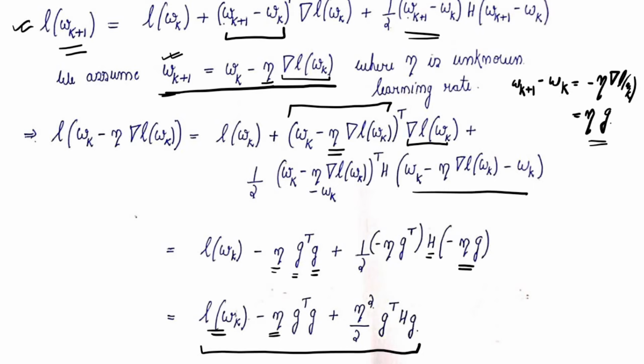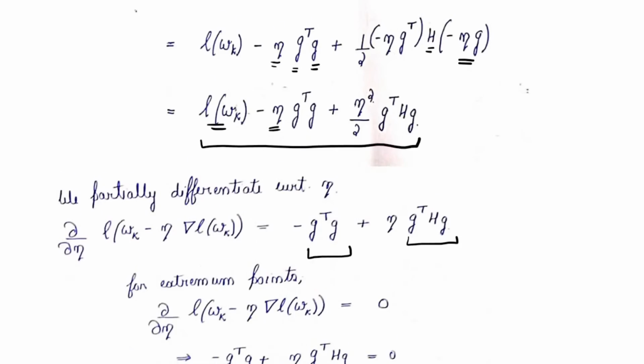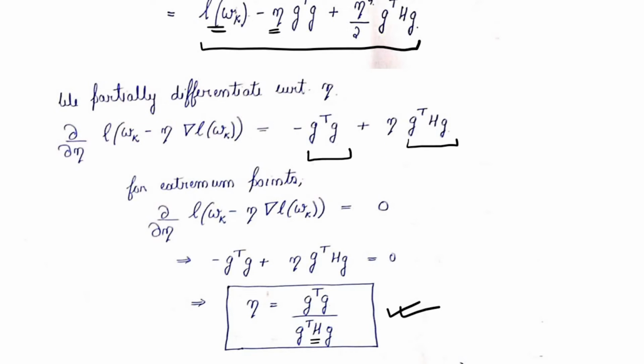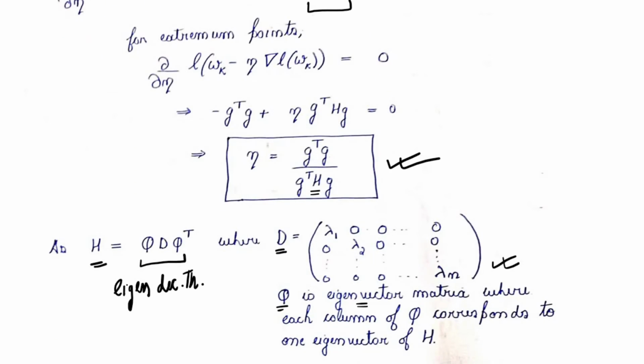We get a term like this, and then we partially differentiate with respect to eta, and for extremum points we were able to get the value of eta to be equal to this. Now this had a caveat that H needs to be found out, which is computationally expensive each time we work. So we use the eigen decomposition theorem where the Q is the eigenvector of the matrix and D is the diagonal matrix whose diagonal entries are eigenvalues.